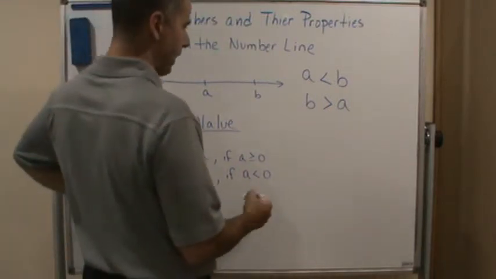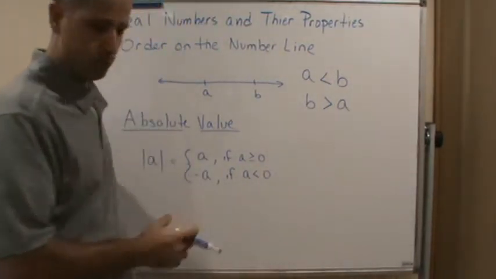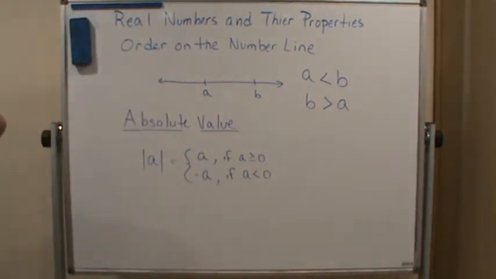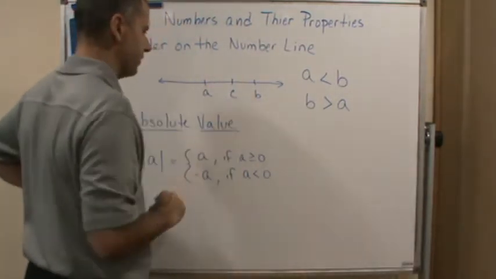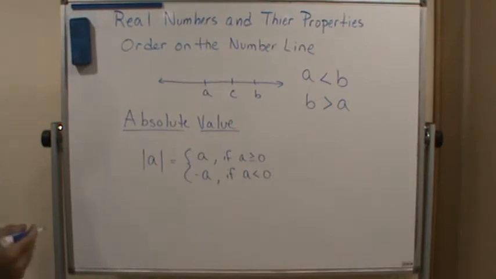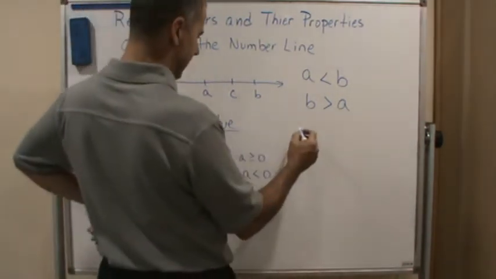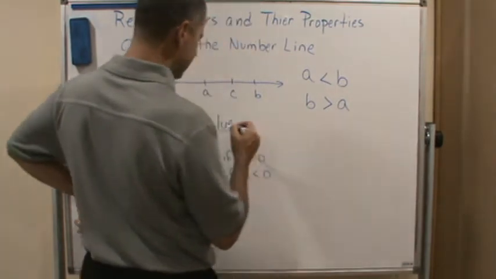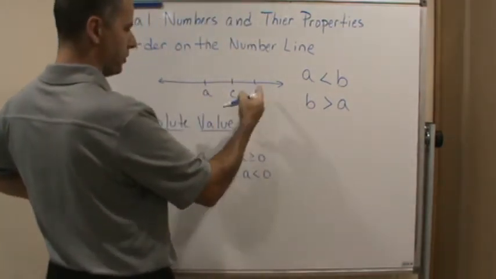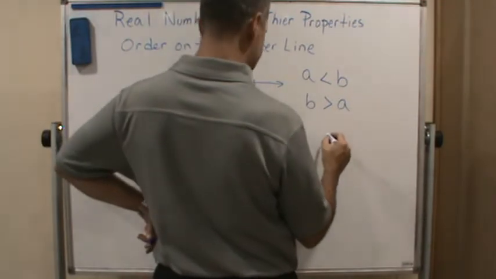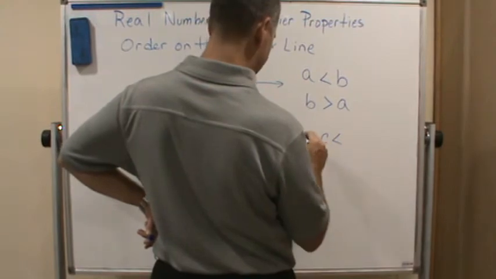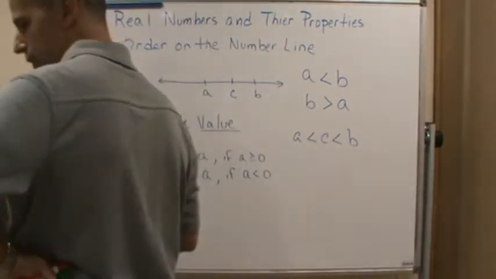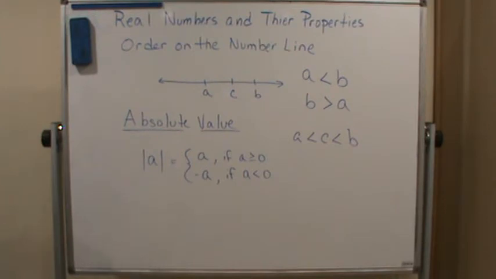So for example, let's say we have a real number C. So I can say that C is between A and B. So that's another way to use inequalities.